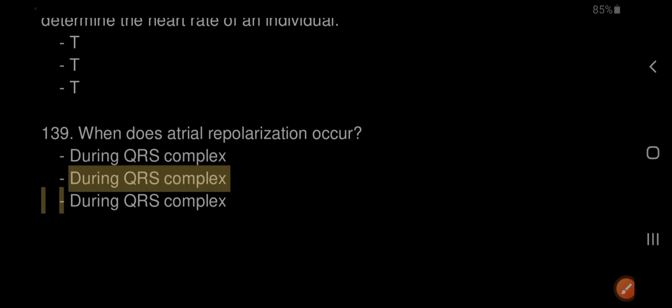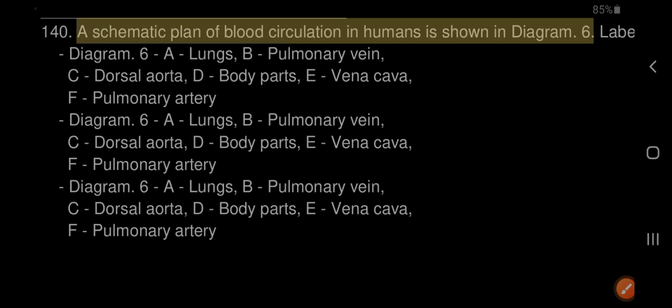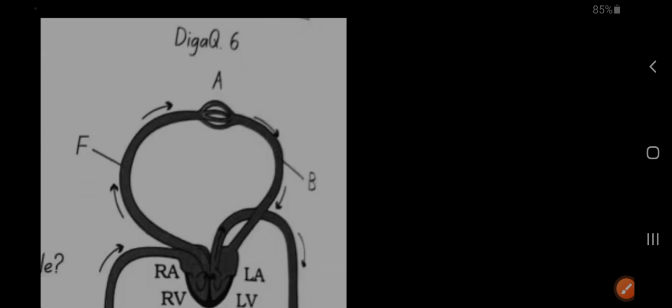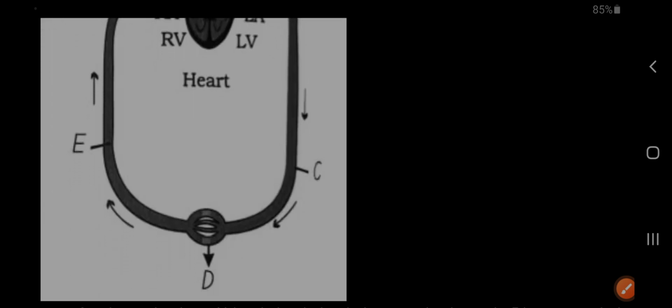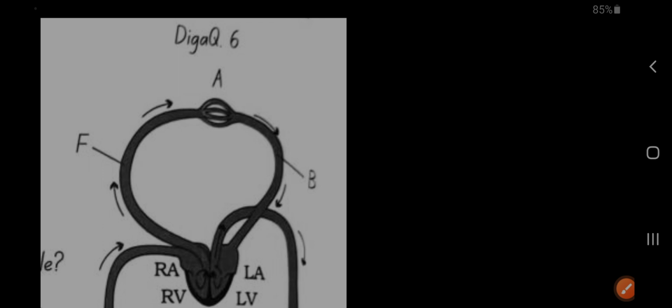140. A schematic plan of blood circulation in humans is shown in Diagram 6. Label A to F. A. Lungs. B. Pulmonary vein. C. Dorsal aorta. D. Body parts. E. Vena cava. F. Pulmonary artery.